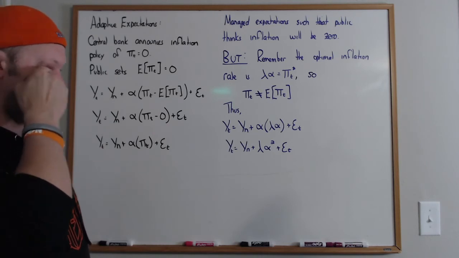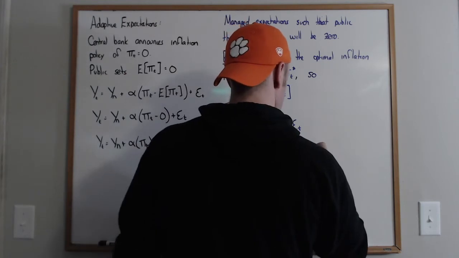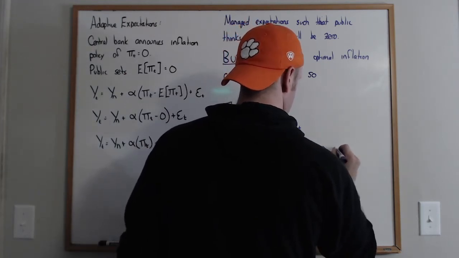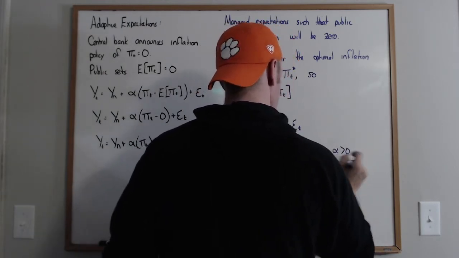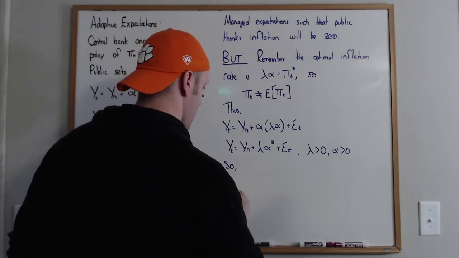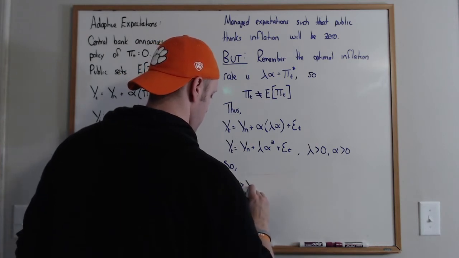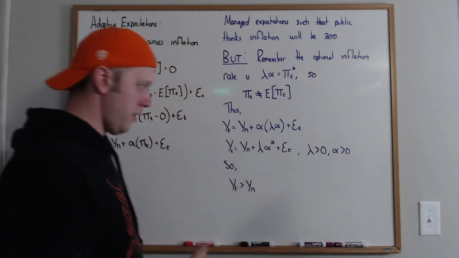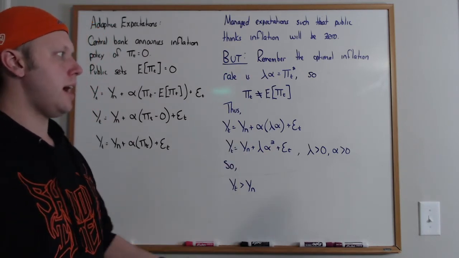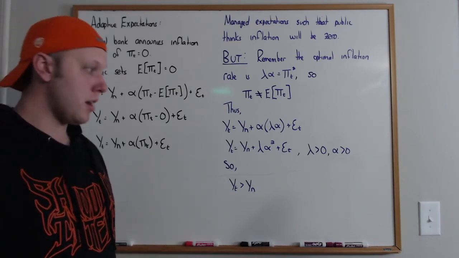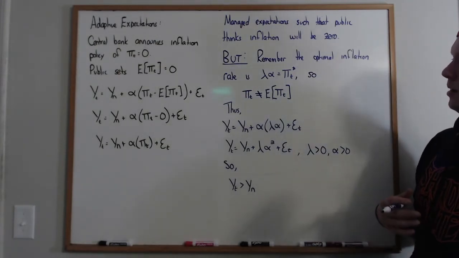Right? Well, lambda times alpha squared, lambda is positive, alpha is positive. Therefore, the actual rate of output will be above the natural rate. So they've increased output. Right? The central bank should be proud of themselves. Hey, look, we increased output. Isn't that awesome? Right? Well, not so fast.